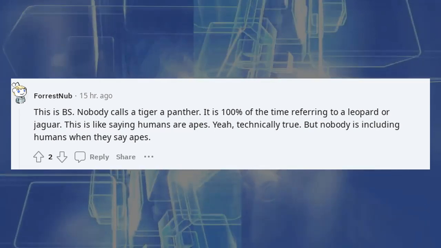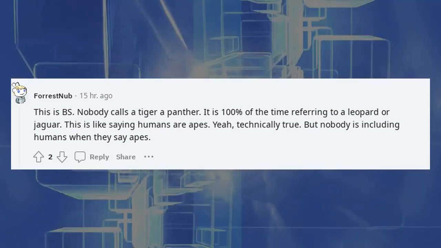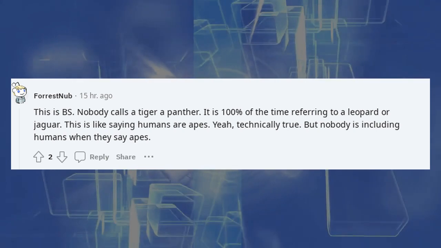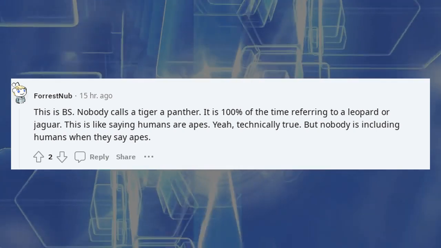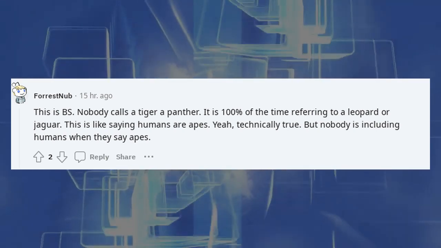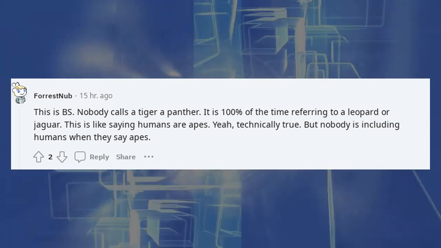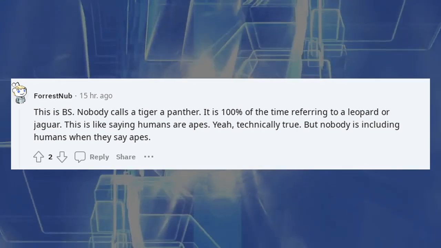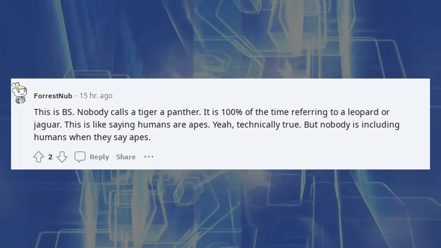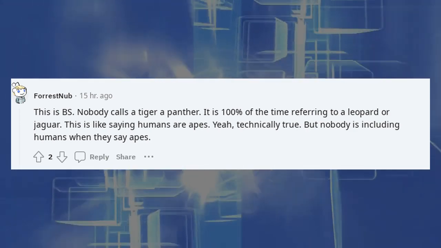This is BS. Nobody calls a tiger a panther. It is 100% of the time referring to a leopard or jaguar. This is like saying humans are apes. Yeah, technically true. But nobody is including humans when they say apes.